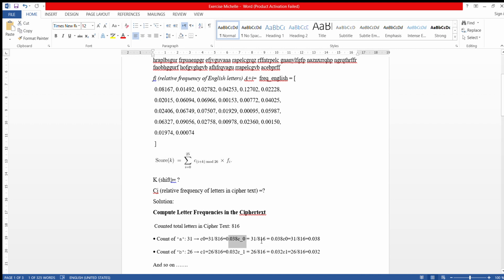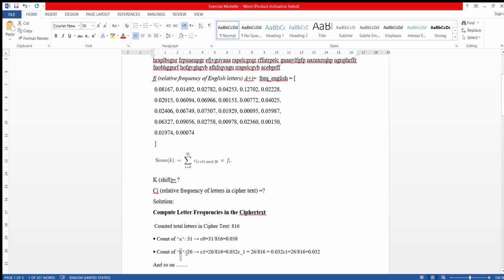Sorry, I think it's repeated, I will remove this. Okay. So it's the relative frequency of the ciphertext A. Then similarly for B. How many times does B occur in the ciphertext?